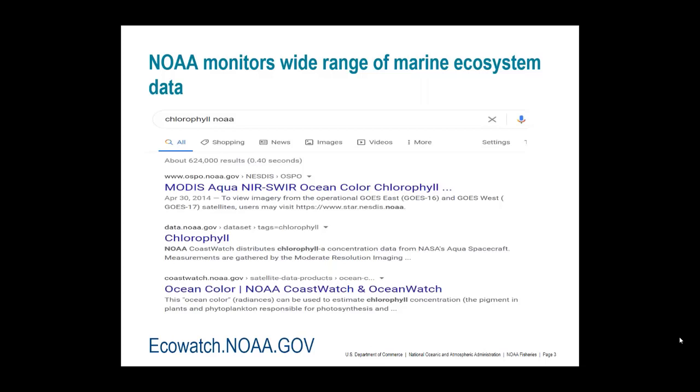So Dr. Jason Link, who's the senior scientist for ecosystem management within NOAA Fisheries, was often getting questions related to this: where to find data, where to find specific information related to an indicator, or to find information at a glance for a specific region or a certain area.